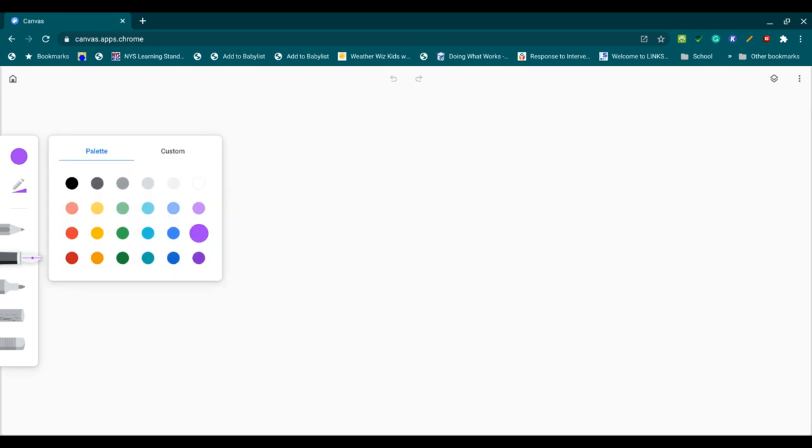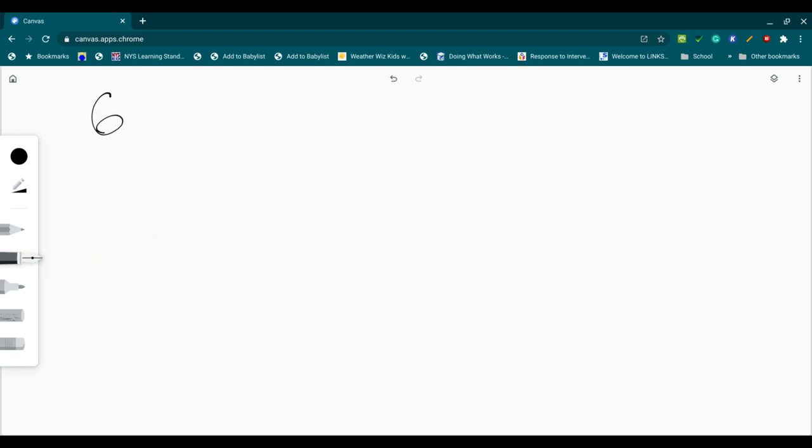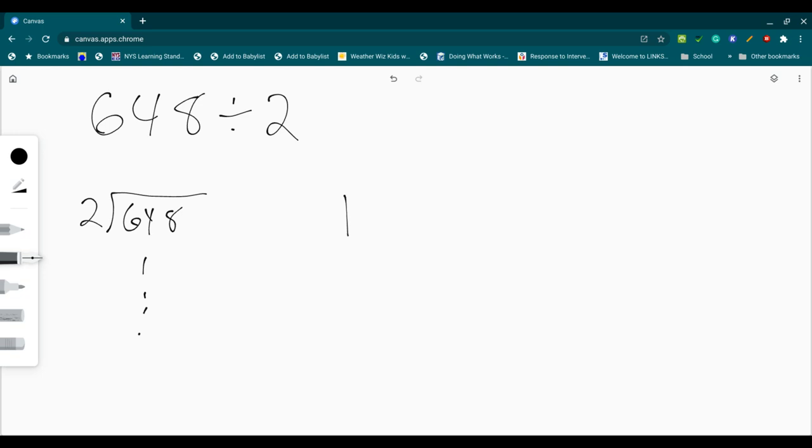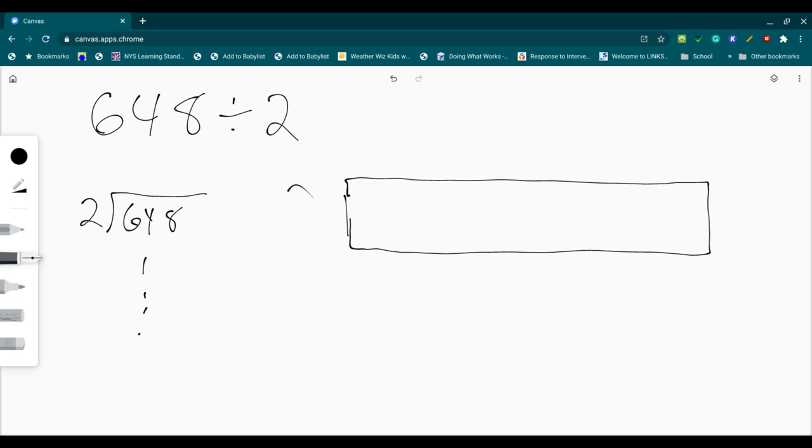If I have the number 648 and I'm dividing it by 2, the way we typically would do this is we do this little division house, the vinculum here, 648, and we'll go by 2, and we're going to keep down. But I want to keep it all in one line. So the way I'm going to do this is I'm going to draw a box. I'm going to put my 2 on my outside. I'm going to put 6, 4, and 8.